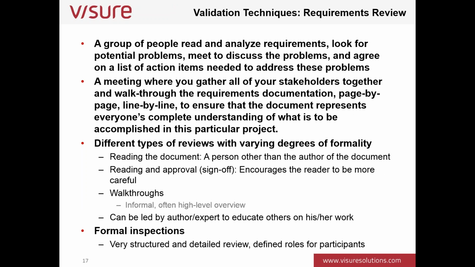The last technique that I'm going to be discussing is requirements reviews. Okay, and what's a requirements review? Well, basically a group of people read and analyze the requirements, look for potential problems, meet to discuss the problems, and agree on a list of action items needed to address those problems.